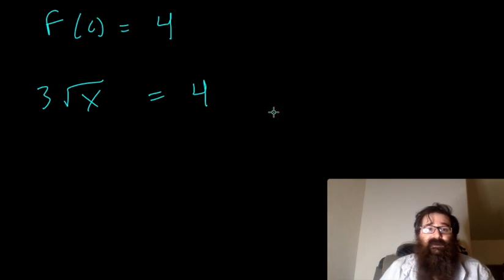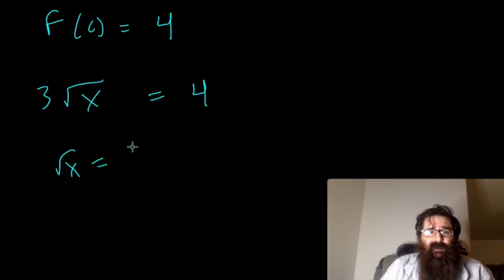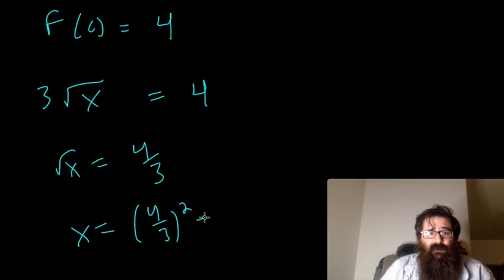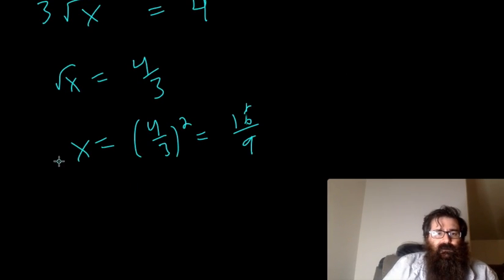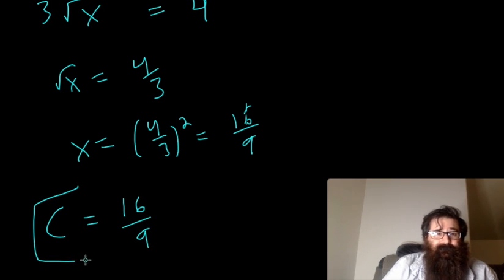And let's see if we can solve. Let's see if it's true. So I can divide by 3. So square root of x is equal to 4/3. I can square both sides. So x is equal to 4/3 squared, which is going to give me 16 divided by 9. And this is what we're claiming that value c is. So let me call it c now. Say c, for Corey, is 16 divided by 9.